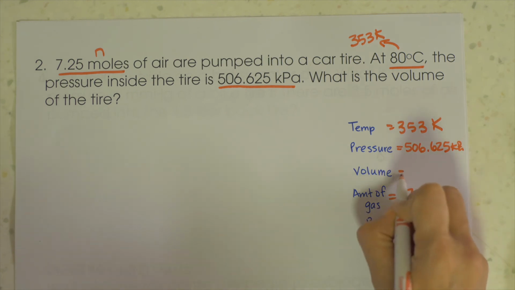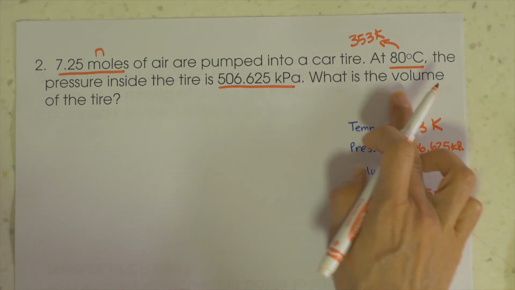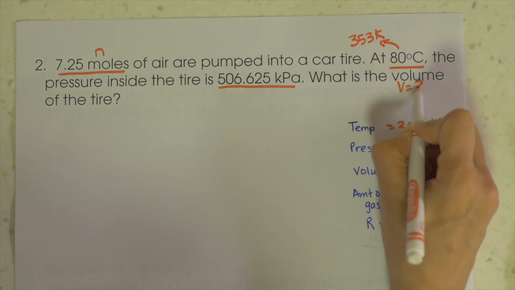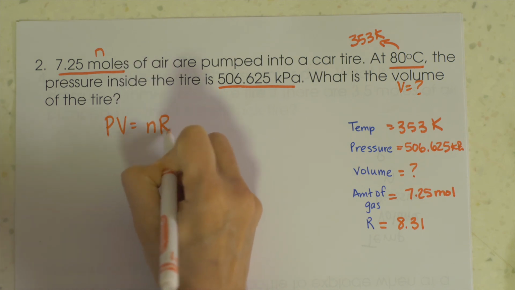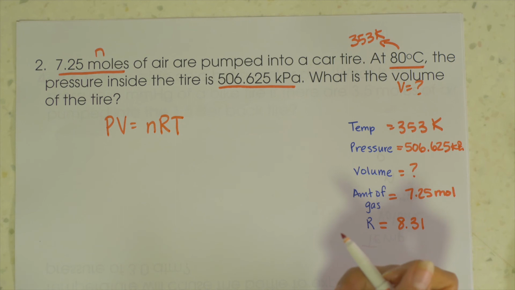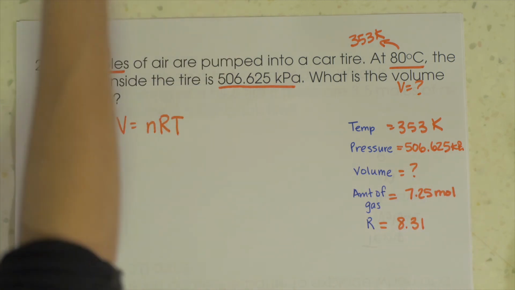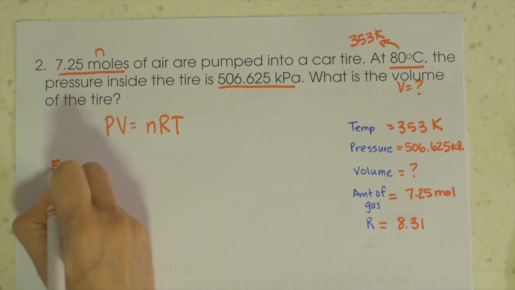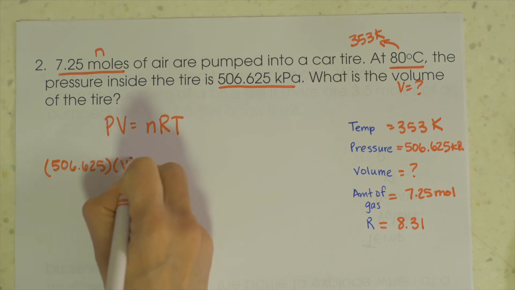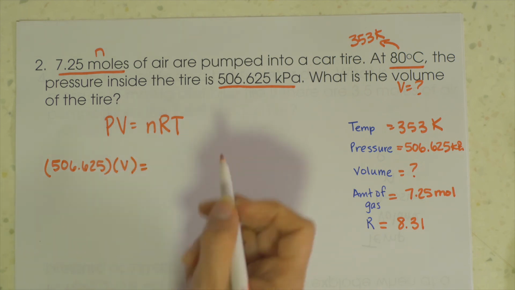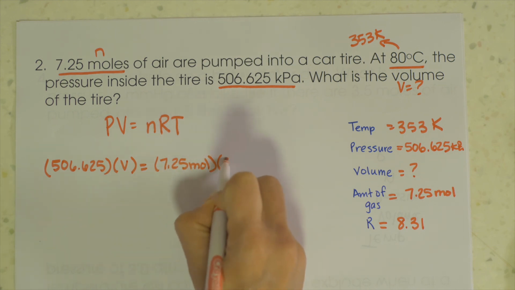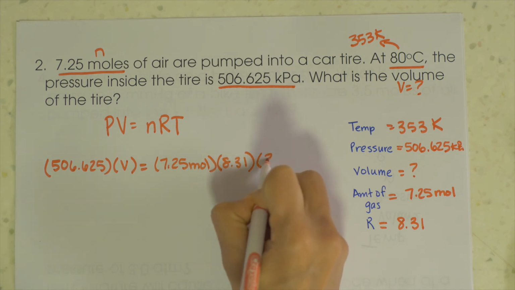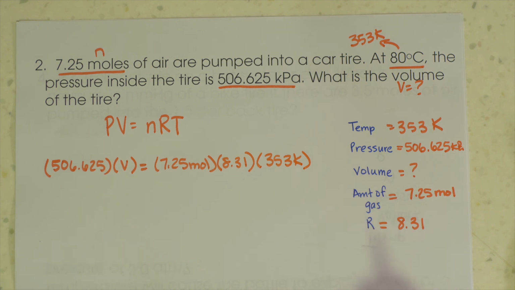And so right now I can already tell what's missing, although usually the question is going to give that to you. What is the volume? So we can tell my volume is what I'm missing. So PV equals nRT, by the time you've written it so many times, hopefully you'll have it memorized. And then we're just going to plug everything in to that formula. So 506.625, quite a lot of decimals on that one. And my V is my variable that's missing. N, my number of moles, 7.25 moles. Plug the proper R in, 8.31. And the temperature that has to be in Kelvin, and plug that in there.